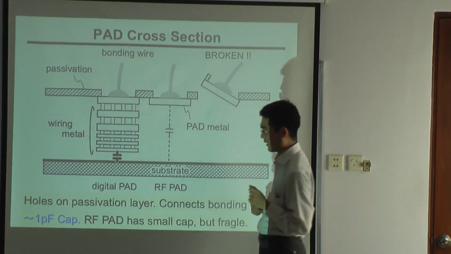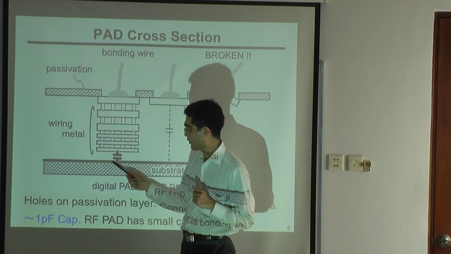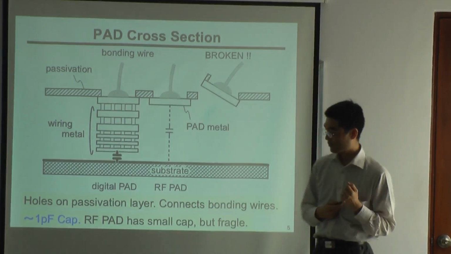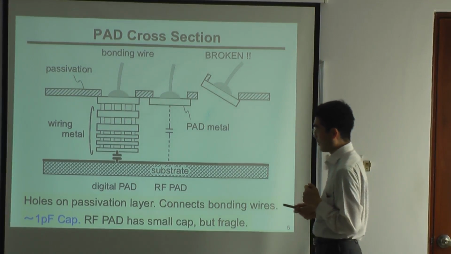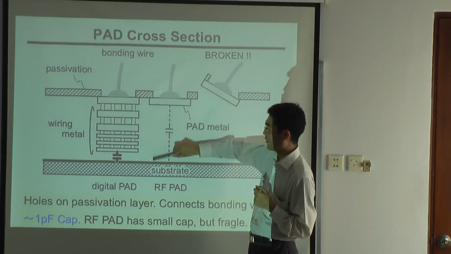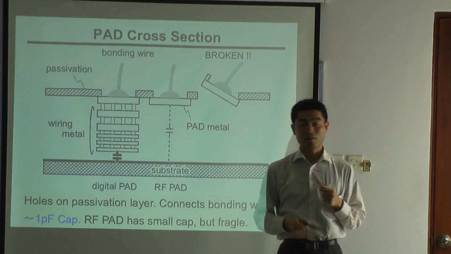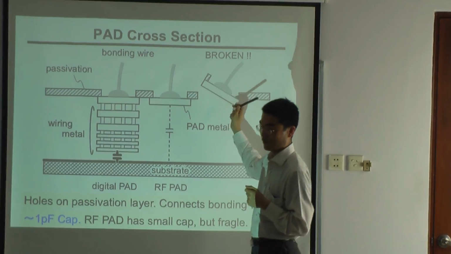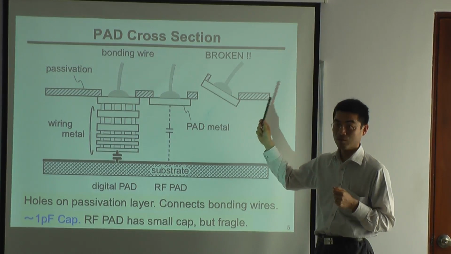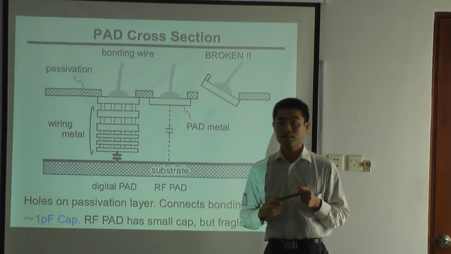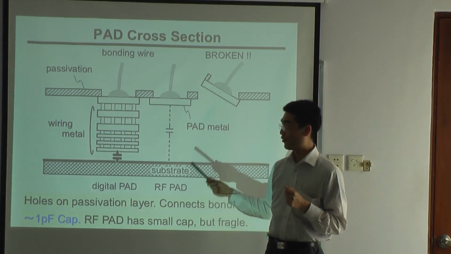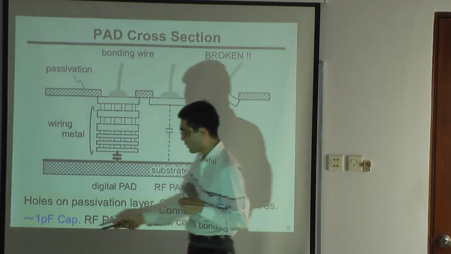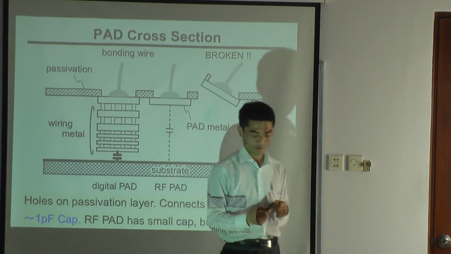And usually this capacitance is about 1 picofarad. And this capacitance is large, about 150 femtofarad. But it's easy to break, so we don't want to use it. Or the quality control office does not allow us to use this pad. And this 1 picofarad is really large.